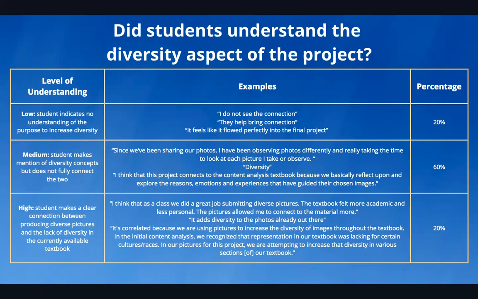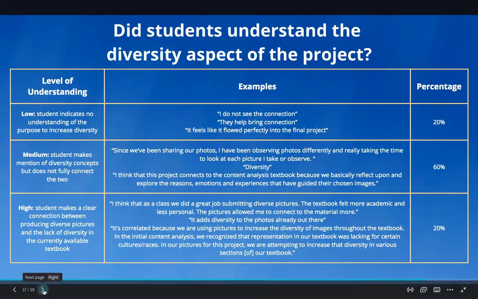And then students who had a high level of understanding made a clear connection between producing diverse pictures and the lack of diversity in the currently available textbooks. So you'll see there: "The textbook felt more academic and less personal. Pictures allowed me to connect to the material more." "Adds diversity to the photos already out there." "It's correlated because we're using pictures to increase the diversity of images throughout the textbook." This was the home run one: "We're attempting to increase the diversity in various sections of our textbook." And that student did not plant them, but they obviously understood it.